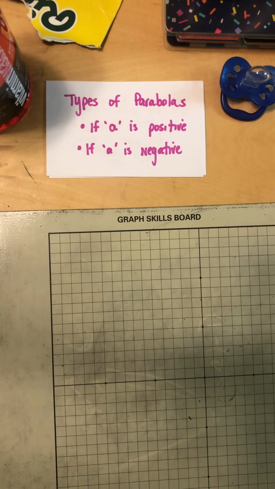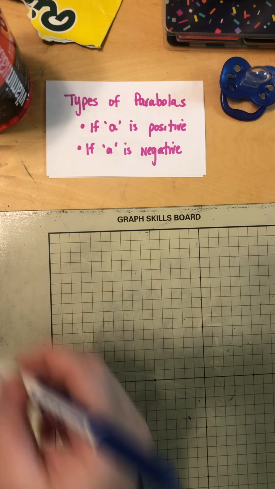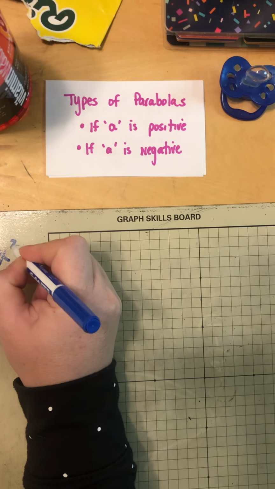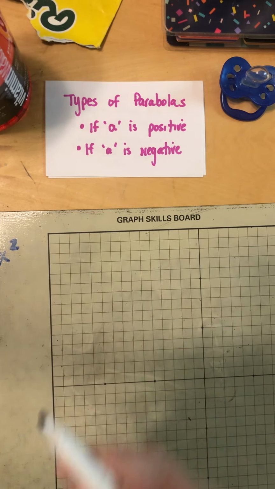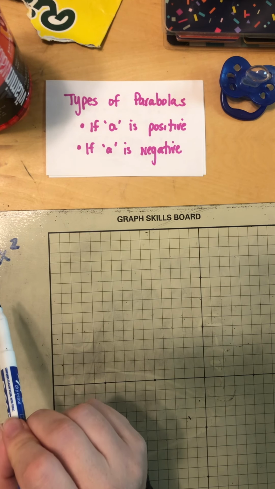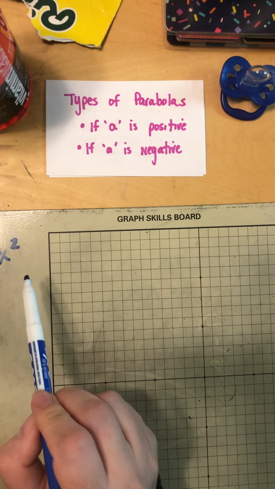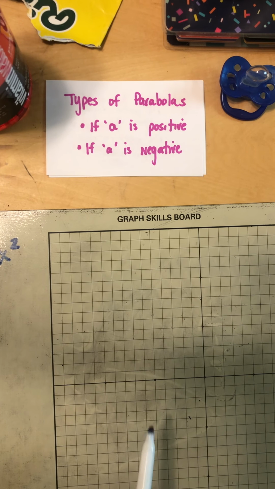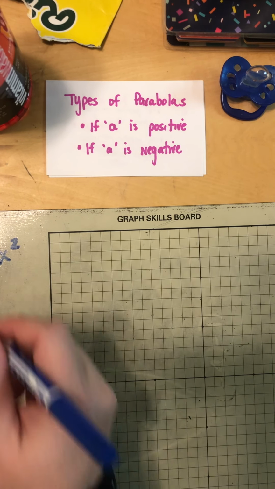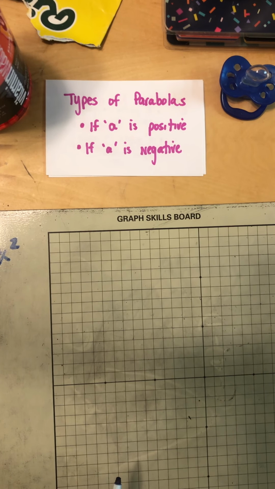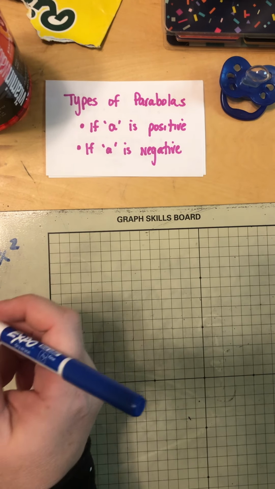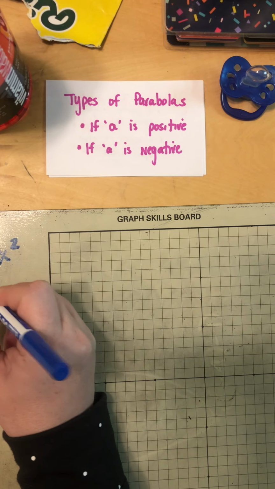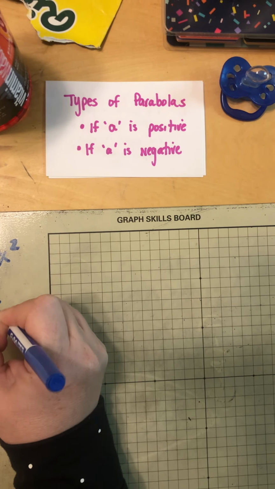Alright, so your first one is y equals x squared. In this one you have an x squared, but you do not have a b and you do not have a c. That doesn't mean they're not there, it just means that there's 0. So in this case, we are going to find your axis of symmetry. You're going to use negative b over 2a.